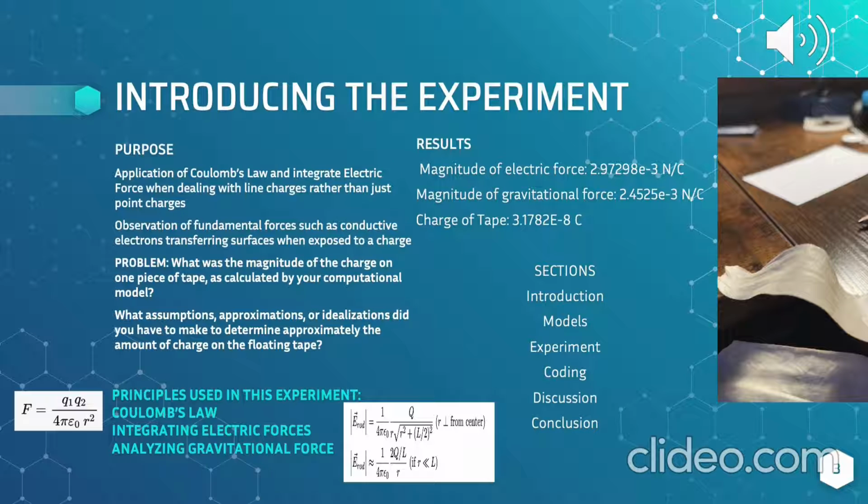A brief rundown of the results is that the magnitude of the electric force was 2.97 e to the negative 3 Newton coulombs, while the magnitude of the gravitational force was roughly 2.45 times 10 to the negative 3 Newton coulombs, with the charge of the tape being assumed to be 3.17 e to the negative 8 coulombs.